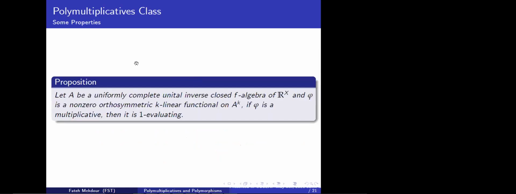In turn, we show another feature of the evaluating characterization under the condition that phi is also a non-zero symmetric linear functional. And here A is assumed to be a uniformly complete unital inverse closed F-algebra of R^X. So we have that if phi is multiplicative, then it is 1-evaluating.